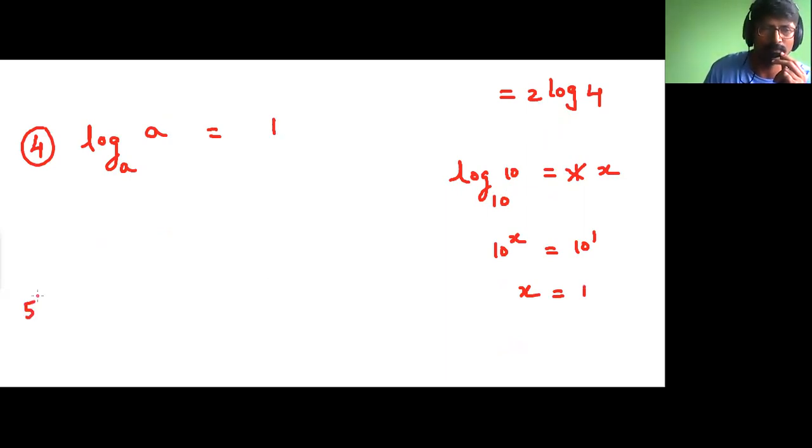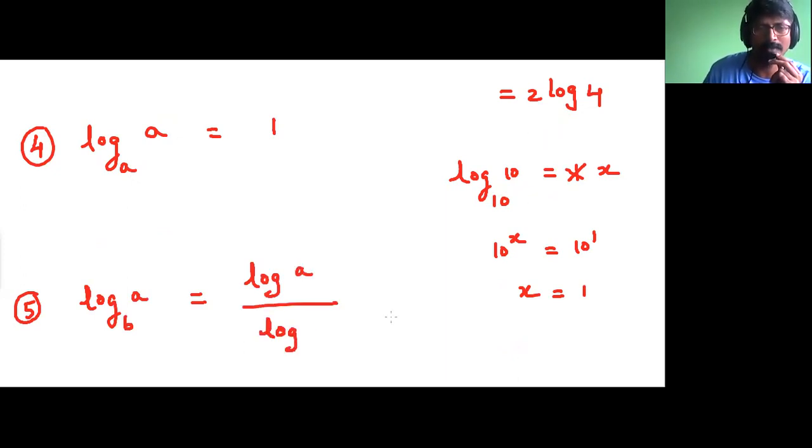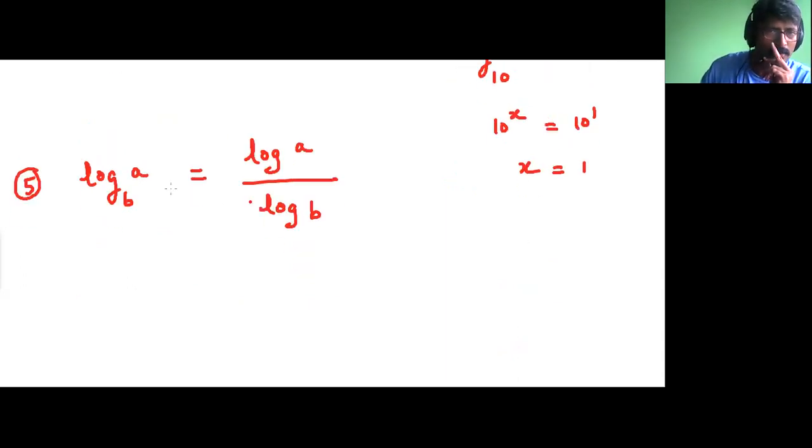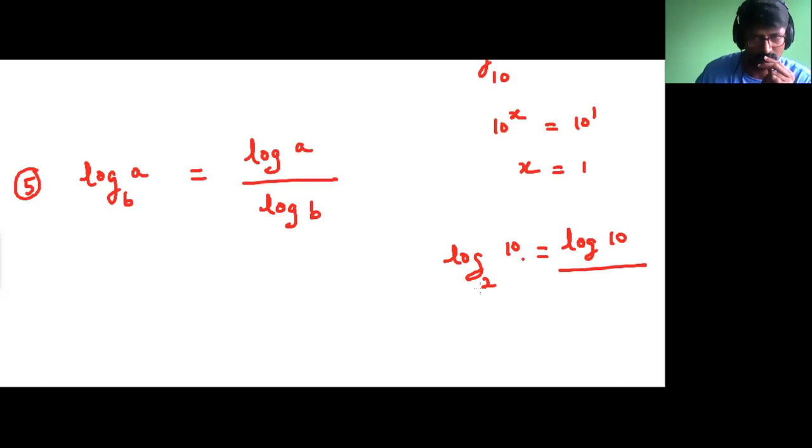Then the fifth law, log a to the base b can be written as log a upon log b. What do you mean by that? This is very, very important, guys. It's a very important law. Log a to the base b can be written as log a upon log b. Suppose log 10 to the base 2. We can write that as log 10 upon log 2.